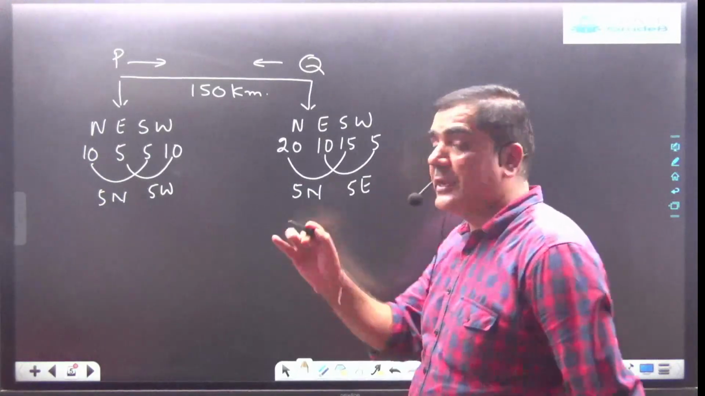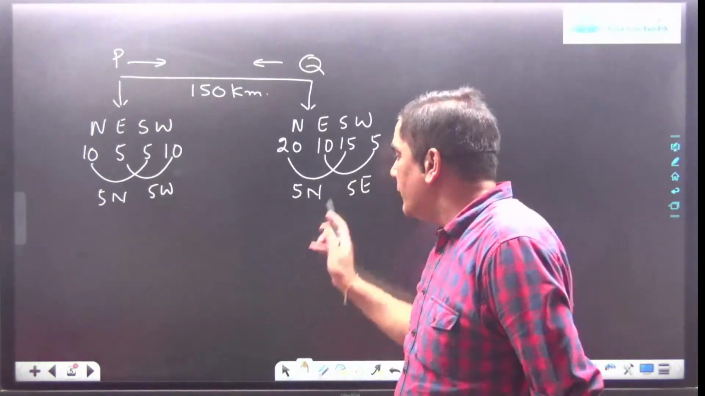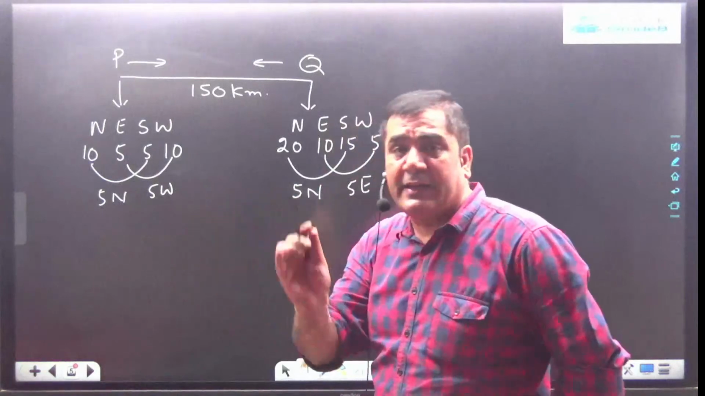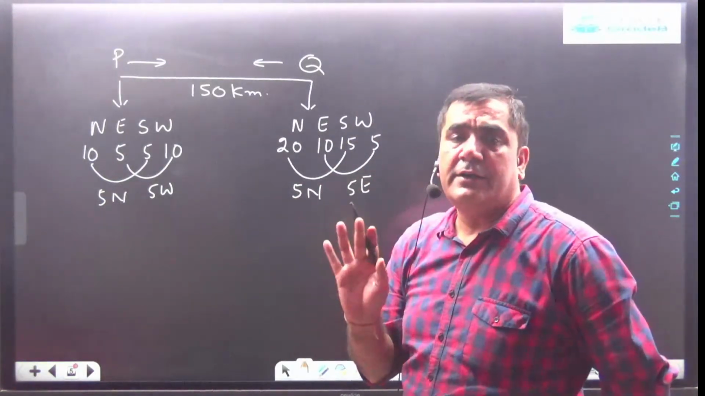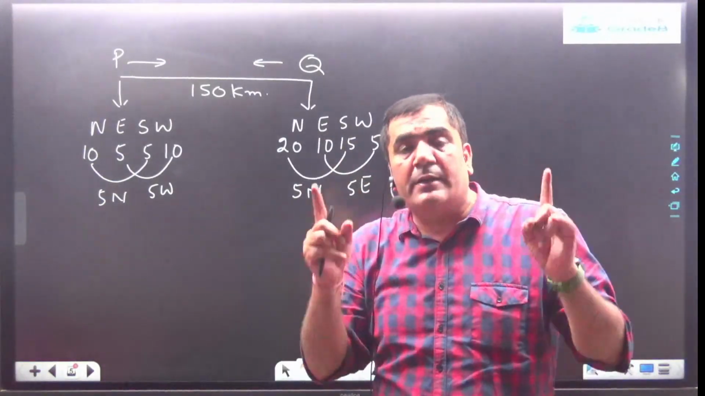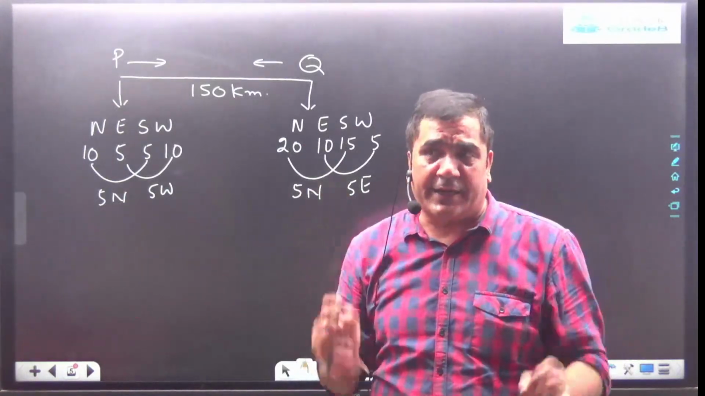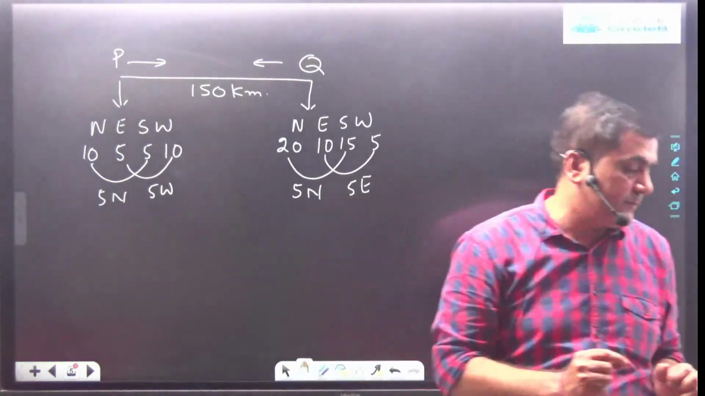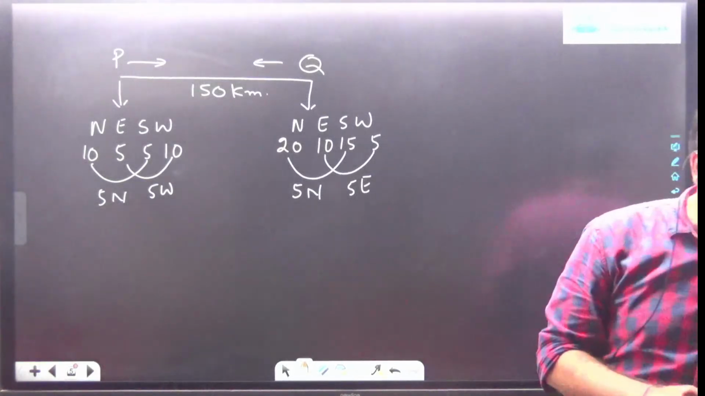See, if they are starting from the same point, then what we used to do, we used to cancel this 5 and 5. But here in this case, you are not supposed to cancel it. Whenever some distance is given in between them, please don't cancel it. It might be your answer will be wrong. So how to go for this one?